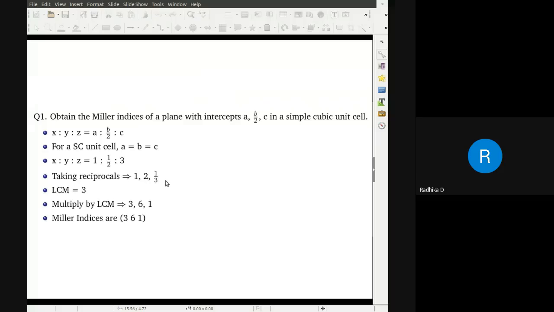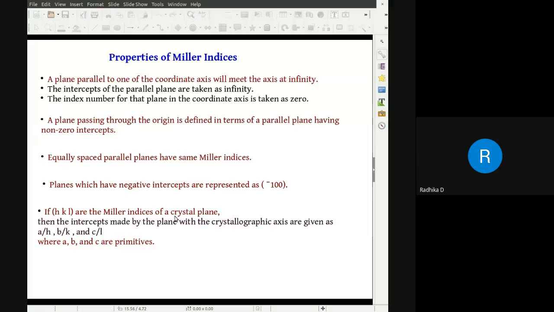Next step, find the reciprocal: 1, 2, 1 by 3. Next step, find the LCM. LCM is 3. Multiply each of these numbers with the LCM. So 3 into 1 is 3, 3 into 2 is 6, 3 into 1 by 3 is 1. Finally, you will get 3, 6, 1. Main point: don't put any comma, give a space. If you don't give a space, it looks like 361. That should not happen. You should give a space and put the values within brackets.